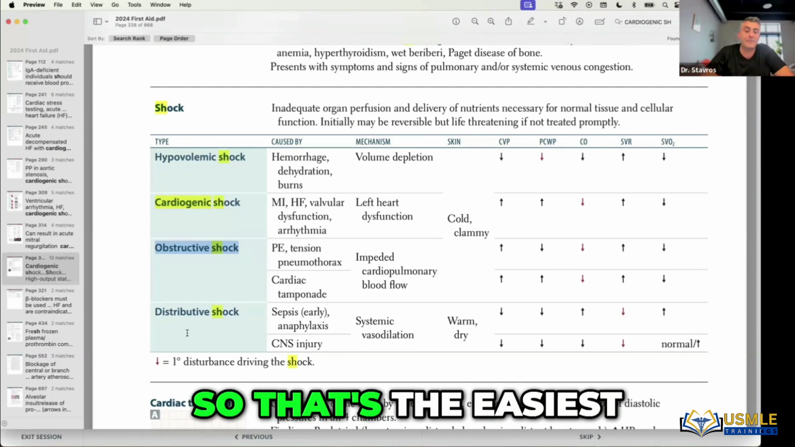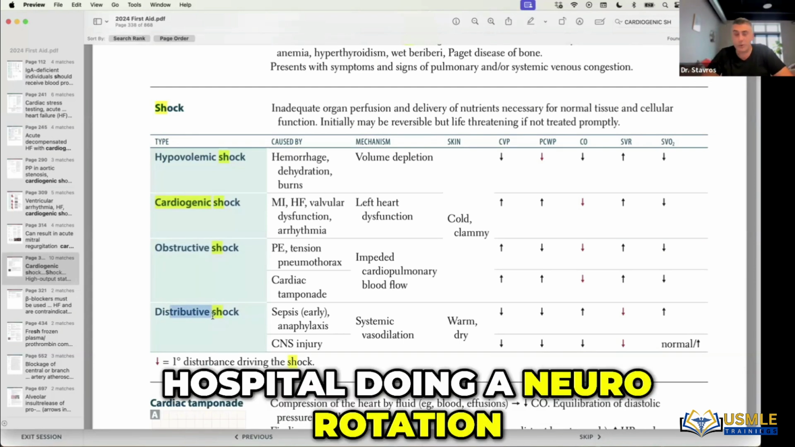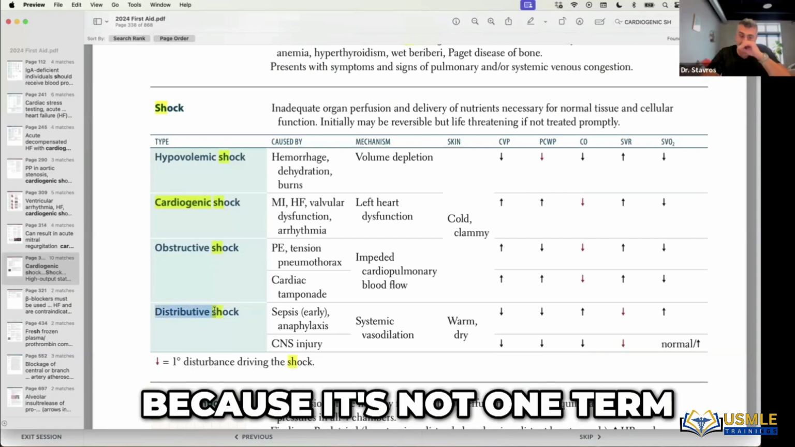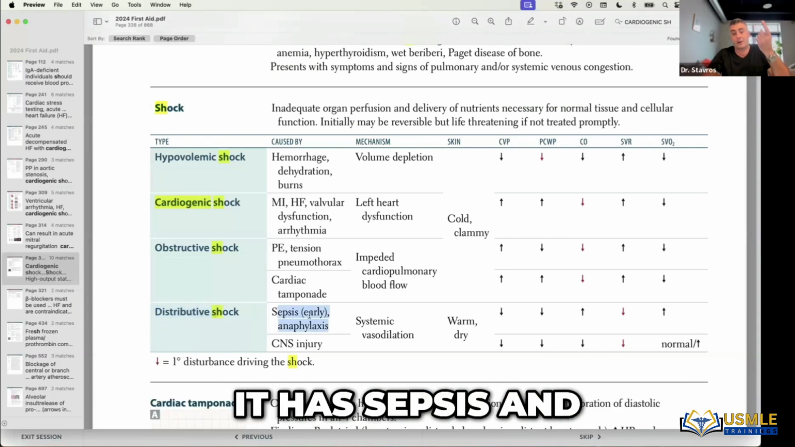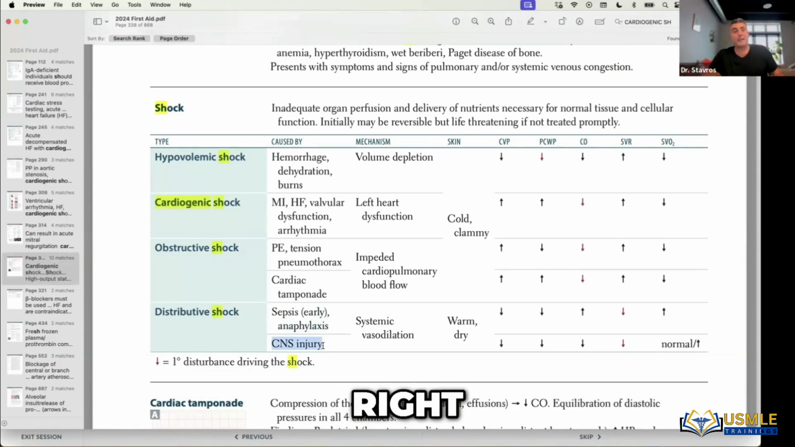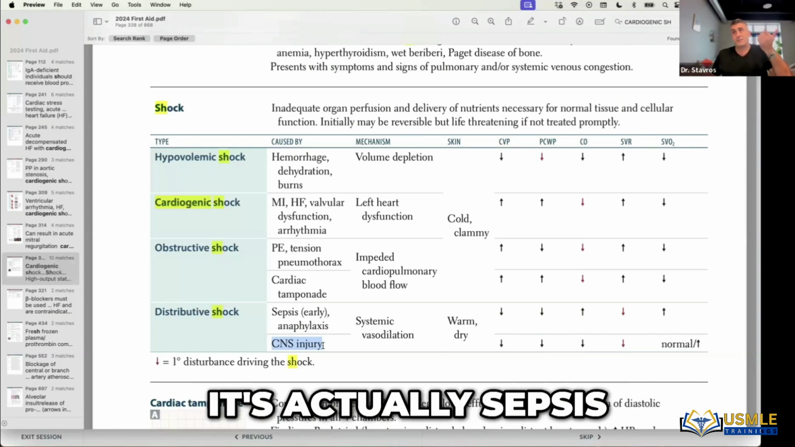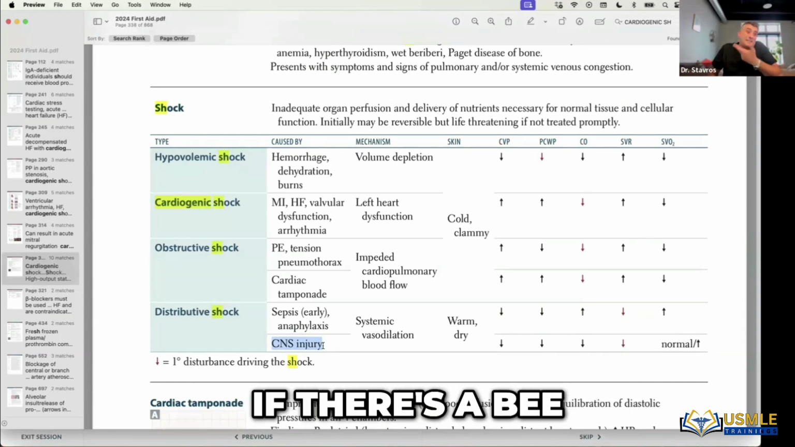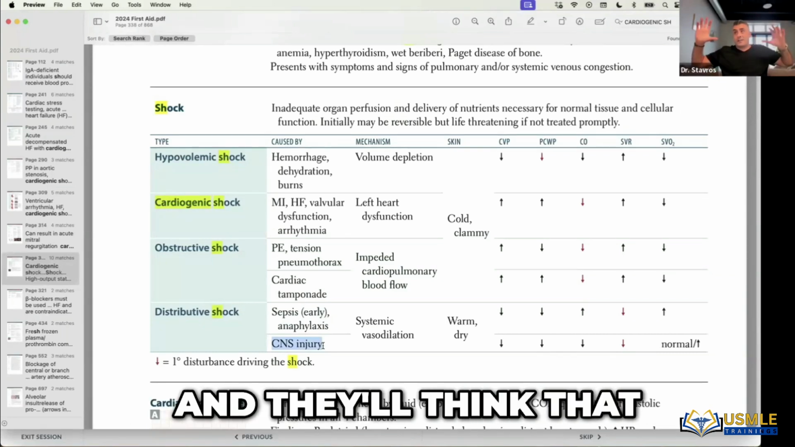So that's the easiest. Distributive is kind of interesting. Heads up, if you're in the hospital doing a neuro rotation, don't say distributive ever because it's not one term. It has three different meanings. It has sepsis, early anaphylaxis, and CNS injury, neurogenic, right? So if you want to be smart, you say, hey doctor, neurology, distributive has three. It's actually sepsis, early stage anaphylaxis, if there's a bee sting and you can't breathe, and obviously neurogenic. And they'll think that you're a rock star.